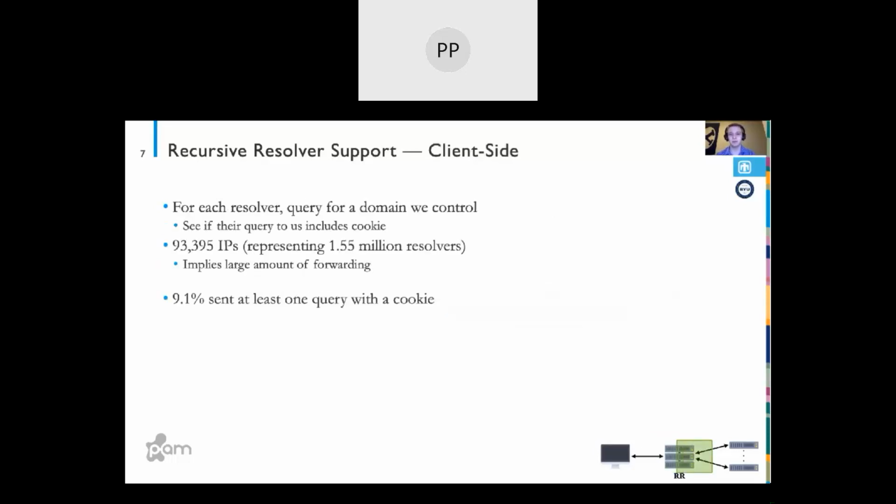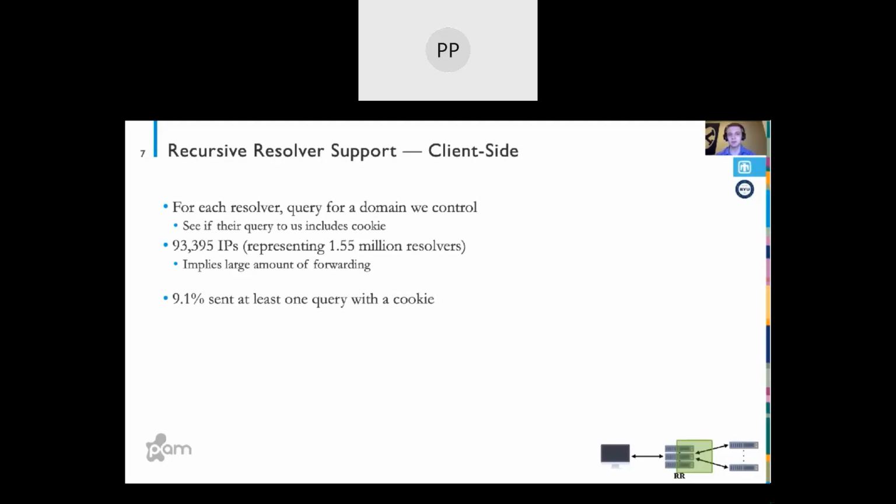Finally, we wanted to look at recursive clients. For those 2 million servers in the previous slide, our client queried them for a domain name that we controlled. This caused them to query our authoritative servers, and we could then see if they included a cookie. For this data set, we had under 100,000 servers.